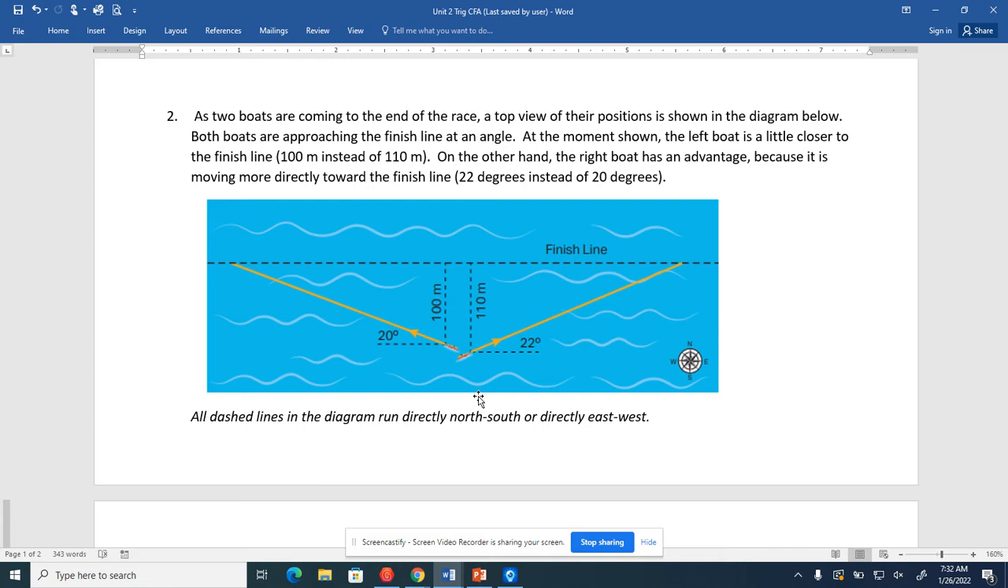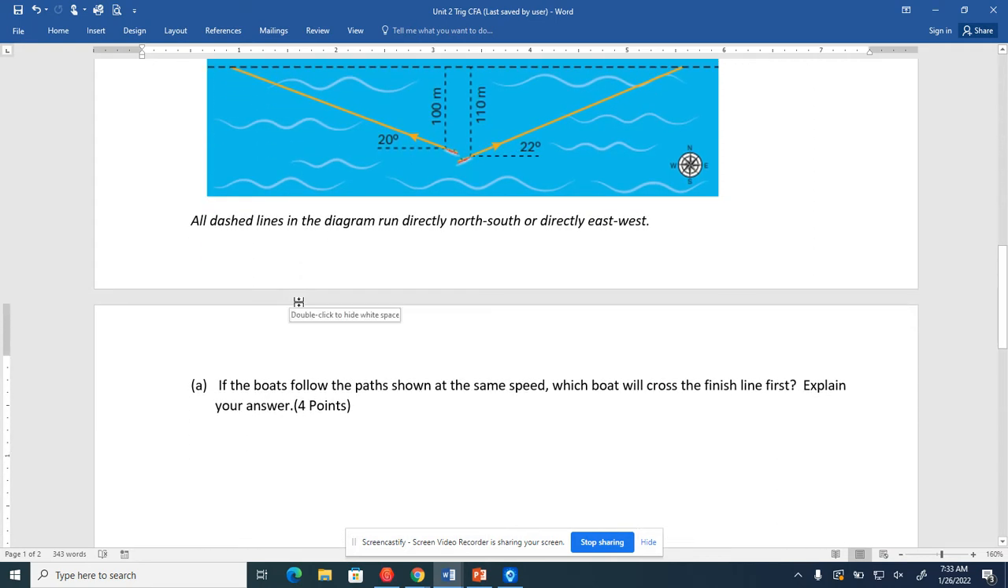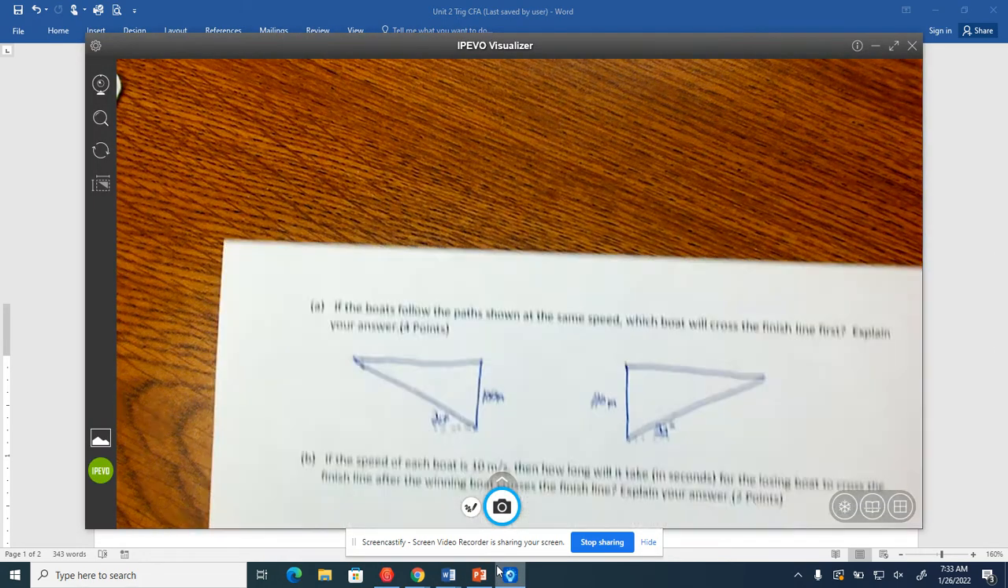On the other hand, the right boat has an advantage because it is moving more directly toward the finish line, 22 degrees instead of 20 degrees. So the question is, if the boats follow the paths shown at the same speed, which will cross the finish line first? Just because this one is closer doesn't mean it's going to get there first, even going at the same speed, because there's a different angle. So here's what you need to do.